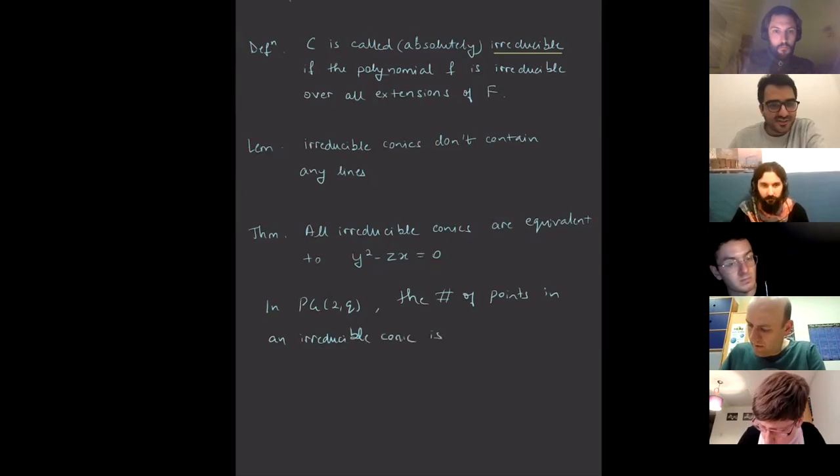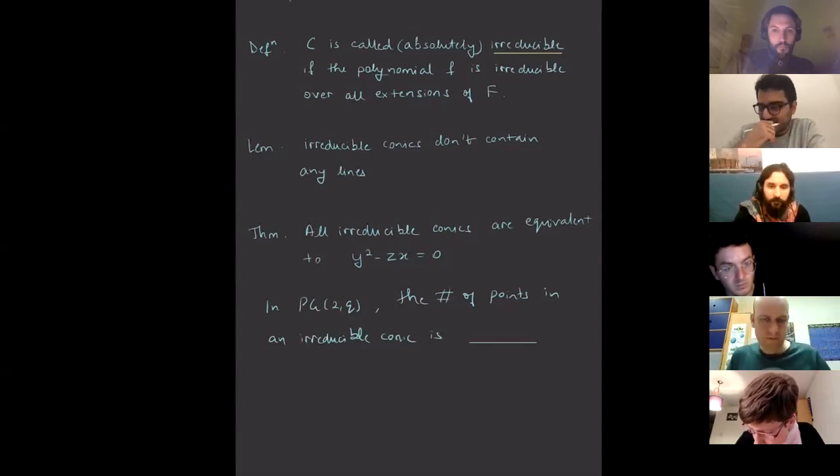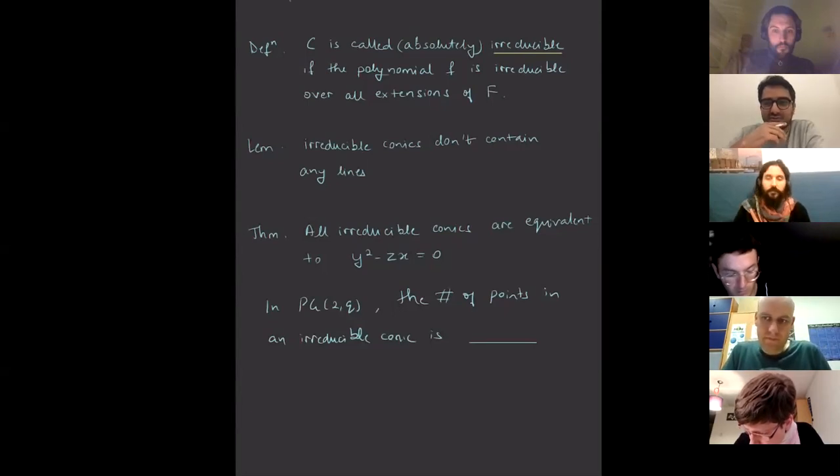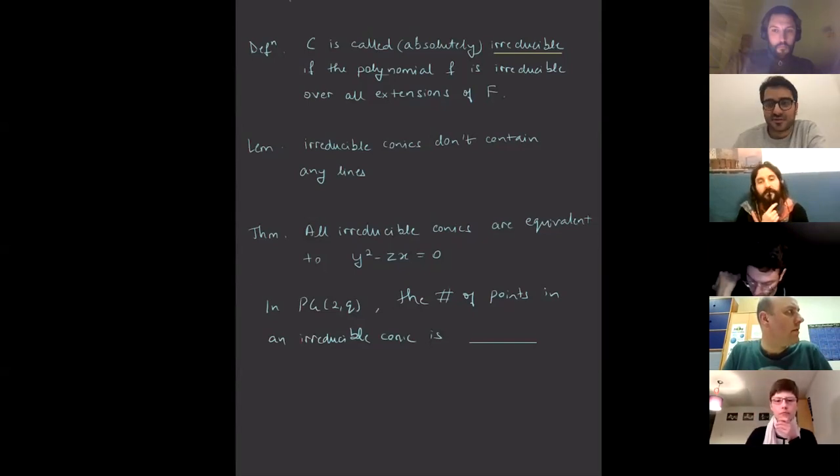Any guesses or any calculations? 2q squared. That's a bit too much, because the number of points in the projective plane is q squared plus q plus 1. So that's more than the number of points in the projective plane, right? So we are looking for solutions, so projective points.